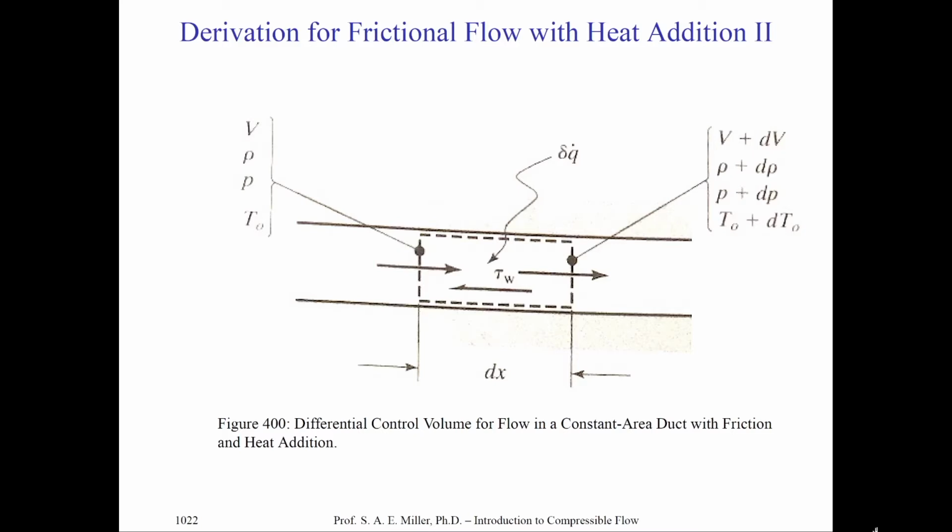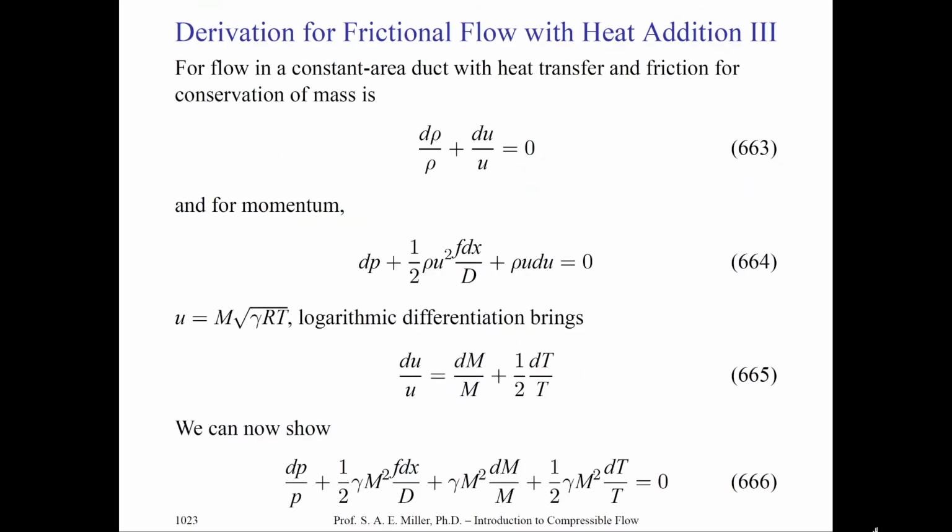At the end of the differential control volume with length dx, we'll have an increase of quantities du, d rho, dp, and a change in the total temperature, which goes back to isentropic flow, which we talked about a number of classes ago. Let's now look at some analysis. We can immediately write the conservation of mass. d rho over rho plus du over u is 0, which we've showed in previous classes.